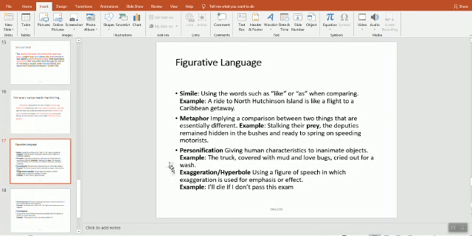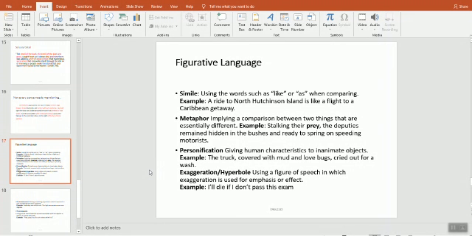Or if I say, the tree smiled, or for example, the sun smiled at the helplessness of the people, or the clouds were playing hide and seek. Now how can clouds play? They are inanimate objects. So whenever you are giving human characteristics to some other inanimate object, it will be personification.